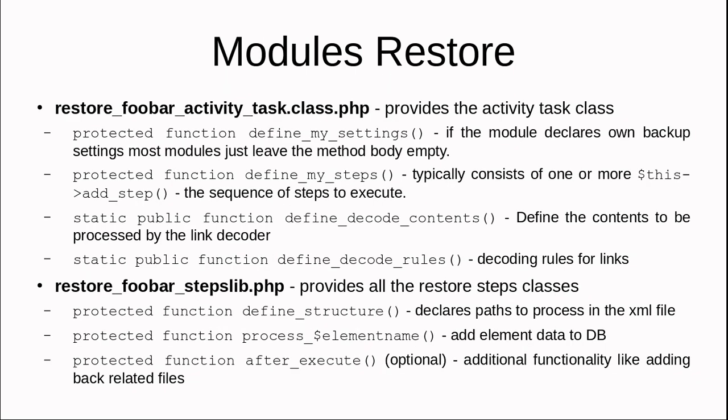Restore has the same type of files. You've got your task class and your stepslib, and in your task class you have define my settings, define my steps, and then define decode content. So very much the opposite of what we had in the backup. And there's another function that needs to be overridden, which is define decode rules. In the stepslib, there are actually three methods that need to be overridden, unlike in the backup. So you have define structure, process element name, which processes each of the elements in your structure, and then after execute, which is called to deal with things like related files.